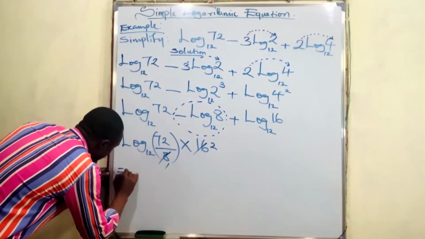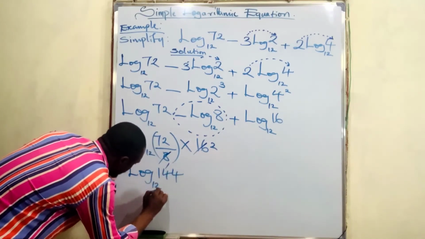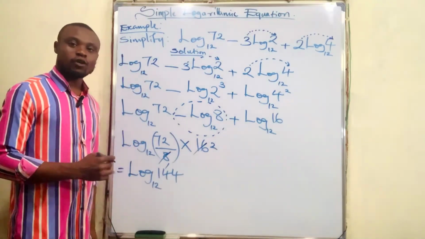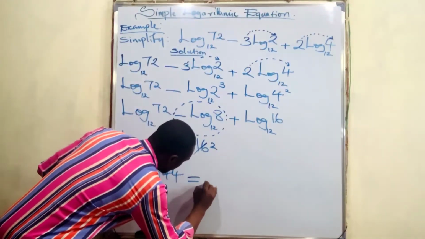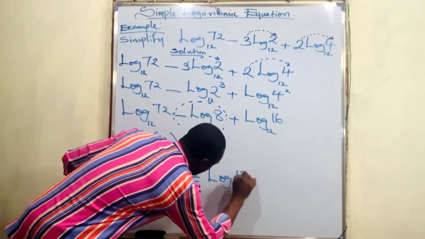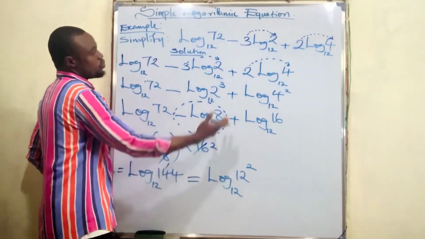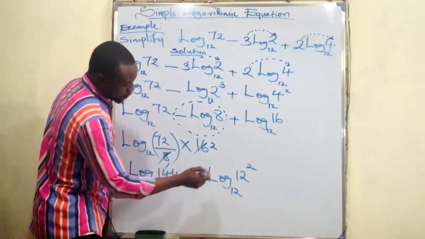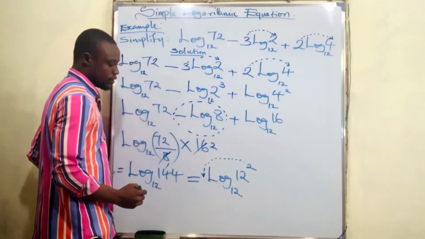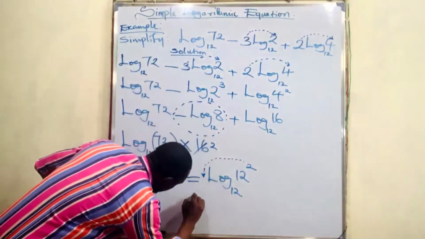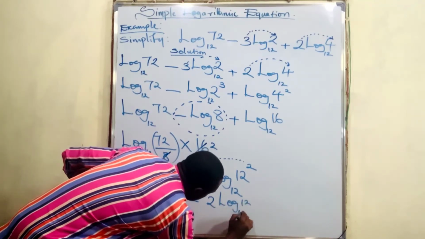So this is basically equal to the log of 144 base 12. And 144 is 12 times 12, so this is now log 12 to the power of 2, and we have 12 down here. So you can see we have almost what we got initially from this point. So we can take this power back to the front of the log, and we now have 2 log 12 base 12.